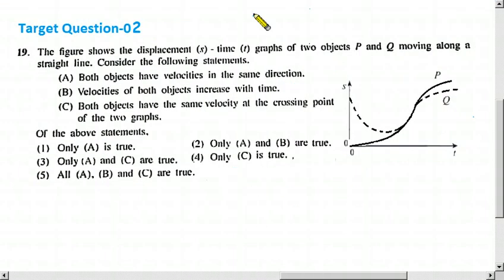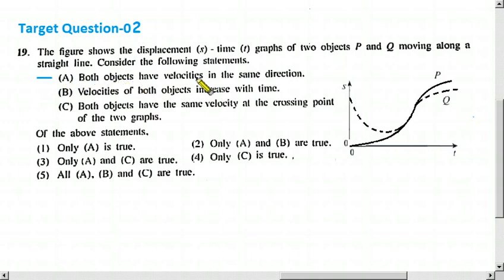Children, here is your next target question. Question number 2. Try to solve this on your own without looking at my answer. Now pause the video, do it honestly. So since you have paused the video, I am going to solve it. I am going to start it.